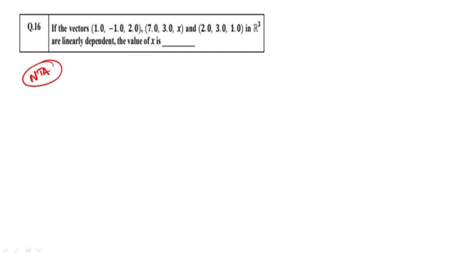So if the vectors are linearly dependent, then find the value of x. In that case we can easily solve this. When vectors are linearly dependent, the determinant is 0. So I take the determinant of these three vectors. I already made a video on how to find the determinant of a 3 by 3 matrix in a short way. Go through that if you are unable to follow this procedure.